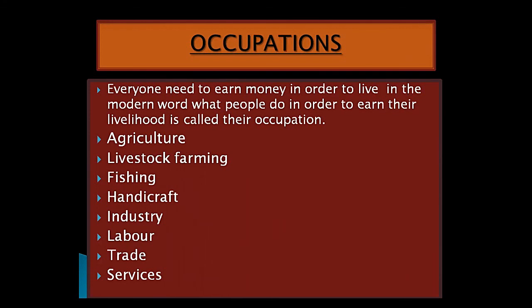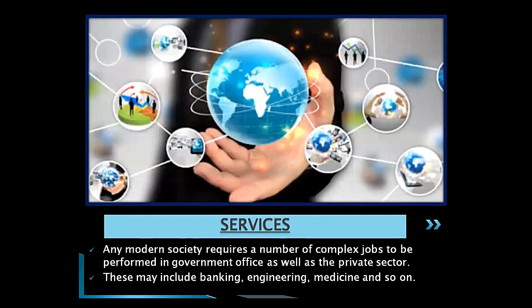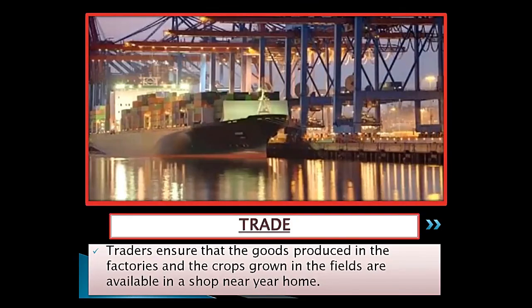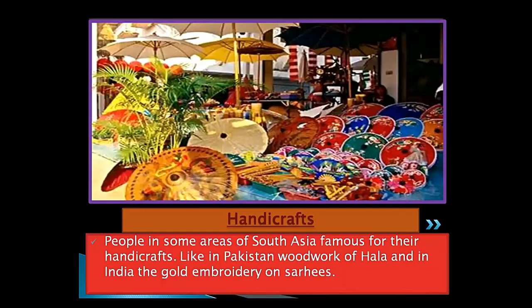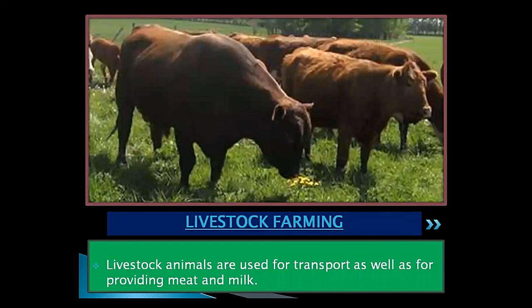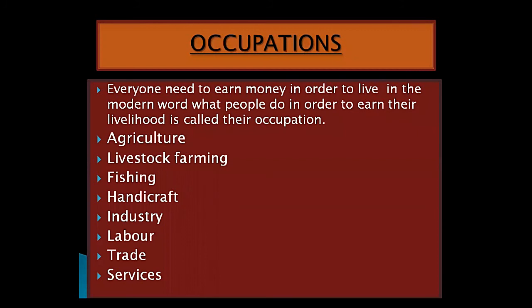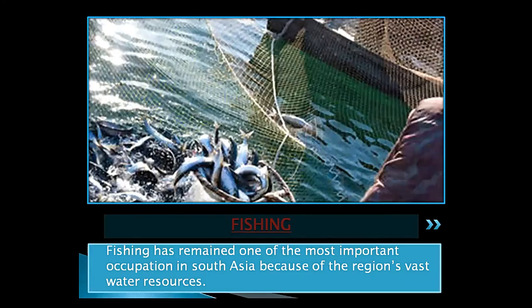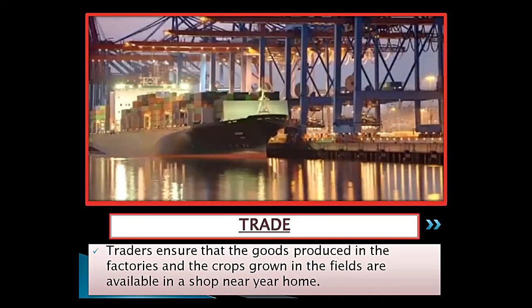Please take a screenshot. You can write just the names, because your question depends only on names. Some of the important occupations of South Asia are agriculture, livestock farming, fishing, handicraft, industry, labor, trades, and services. Okay, this is your homework, three questions. This is your home task.